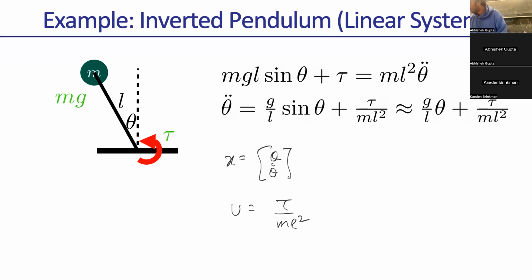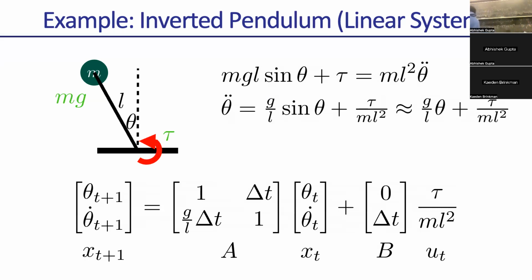Maybe this is clear if I typeset it. Essentially, your state is theta and theta dot. Theta is your angle, theta dot is your rotational velocity. I'm going to try and rewrite this system in terms of a linear system. So let's work through this. We've said that theta double dot is equal to g over L theta plus tau over ml squared.